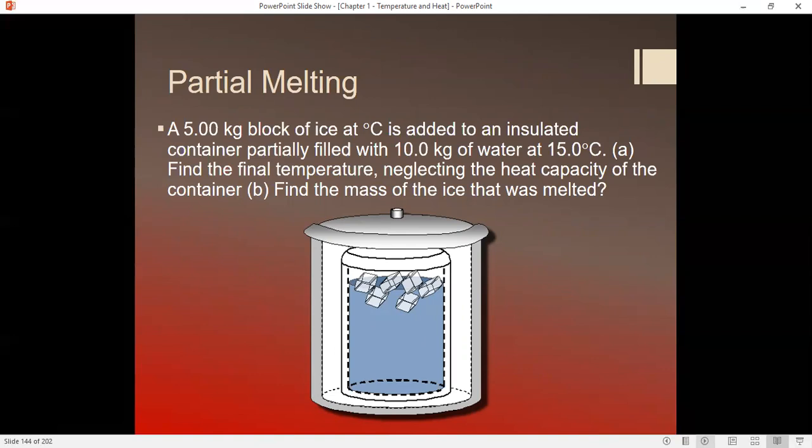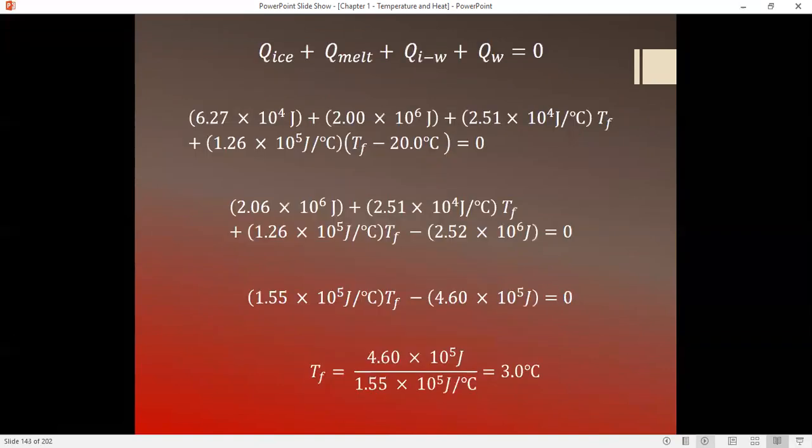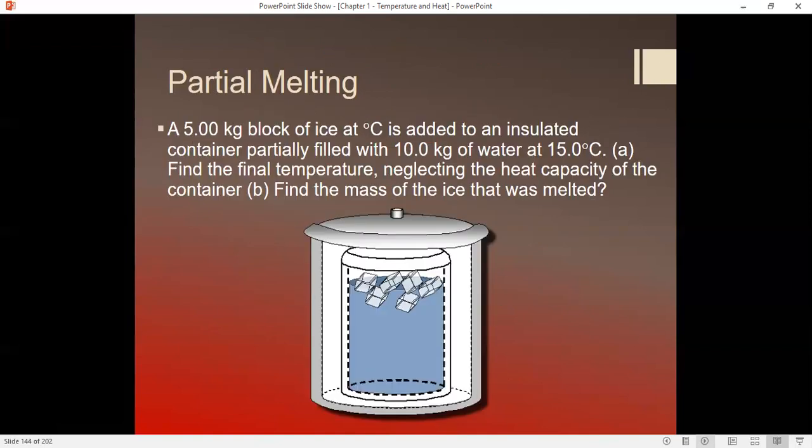Sometimes you run into an issue where you don't know if all the ice melts. In the previous case, all the ice was gone. Okay, it came to a final temperature of 3 degrees Celsius. What about the case where only some of the ice melts? How do we treat that problem? Well, there we've got to be a little more careful, use a little bit of finesse.